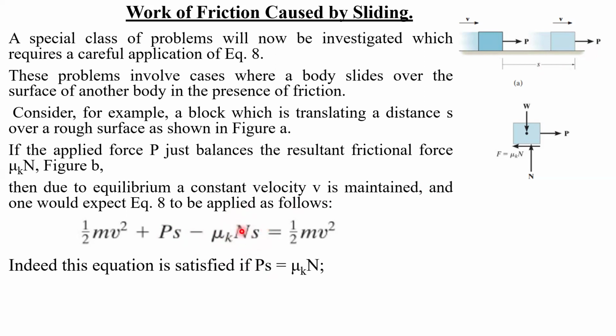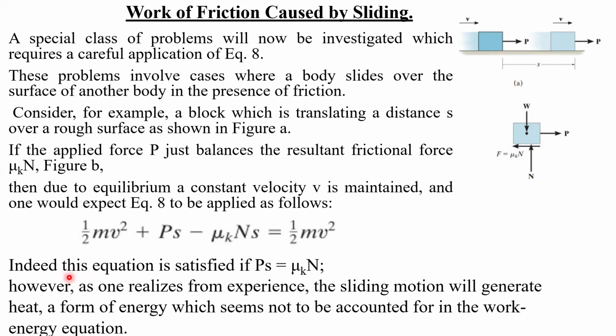So this is the normal reaction of the block to the weight of the block. And then W and N are equal and opposite. So S is the distance that the block will move. However, as one realizes from experience, the sliding motion will generate heat because of the friction, a form of energy which seems not to be accounted for in the work energy equation.